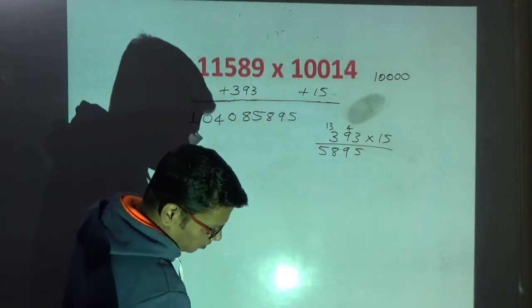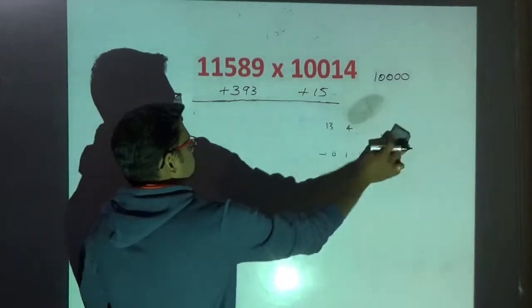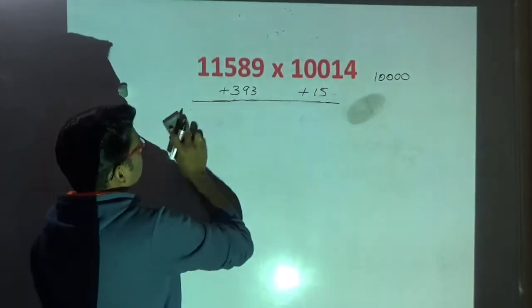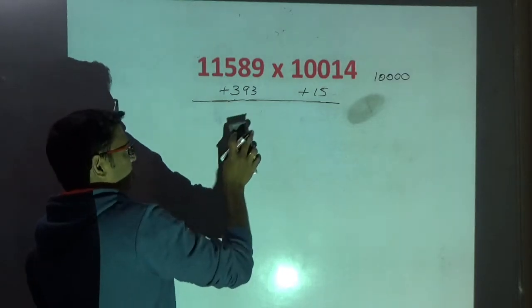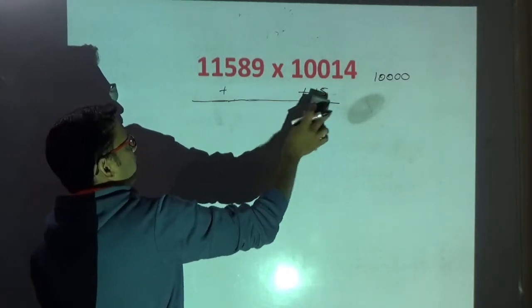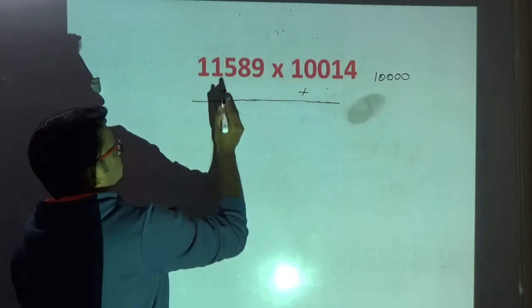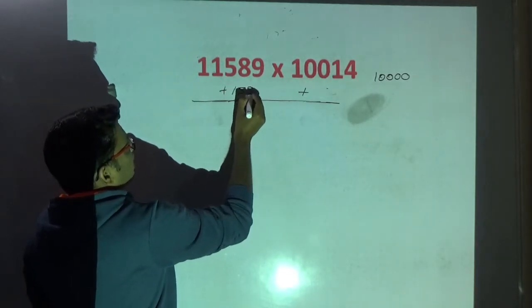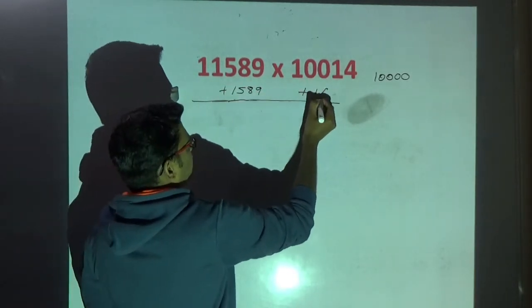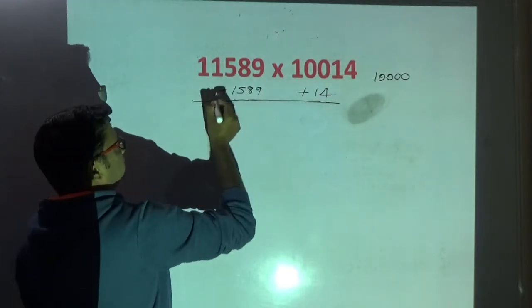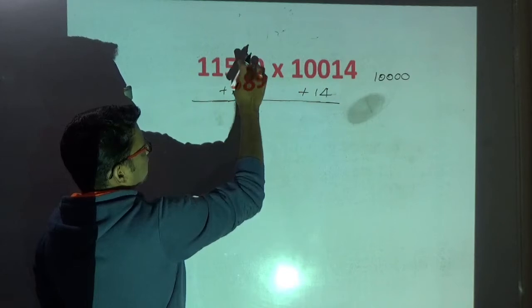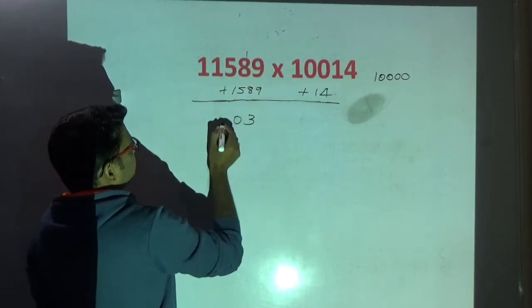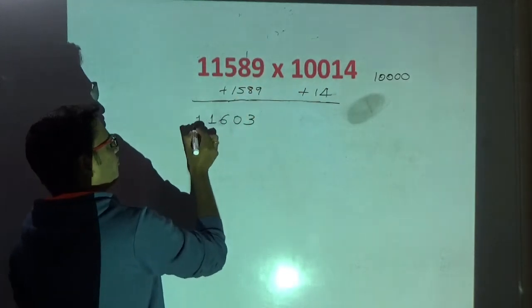Okay, I will go for one more example now. I am multiplying 11,589 and 10,014. Now the base is 10,000 only here. This is above by 1589. This is above by 14. Go for cross addition. This way or that way. 9 plus 4 is 13. Carry 1. 8, 9, 10. Carry 1. This will become 6. This is 1, 1.